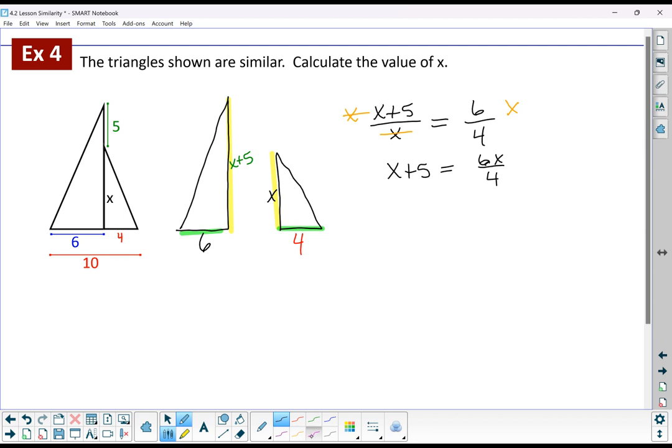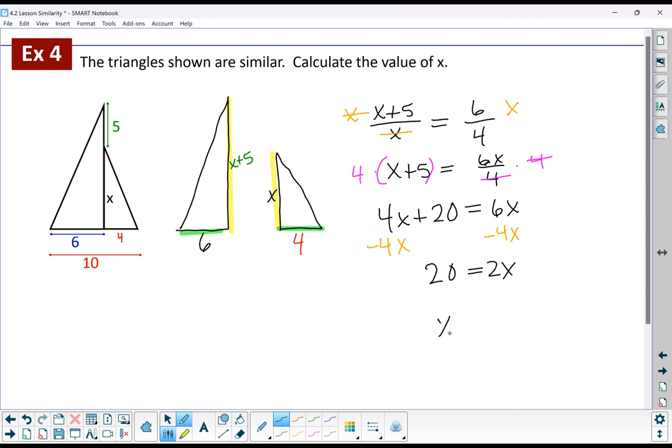I'm going to clear that 4 by multiplying both sides of my equation by 4. This one cancels. On this side, we have to remember to distribute. So that gives us 4x plus 20 is equal to 6x. And we're going to wrap this up by subtracting the 4x. So we now have 20 is equal to 2x, which means that x is equal to 10.